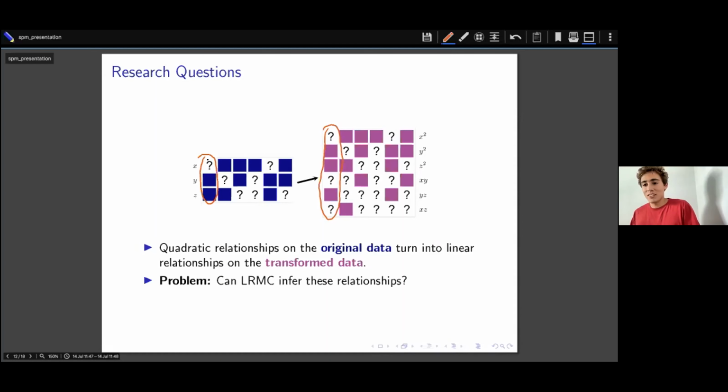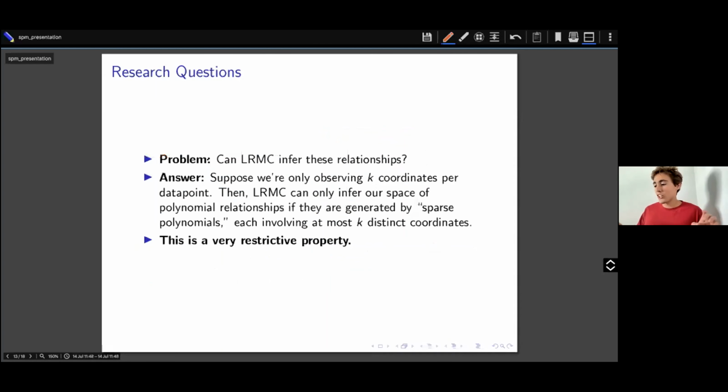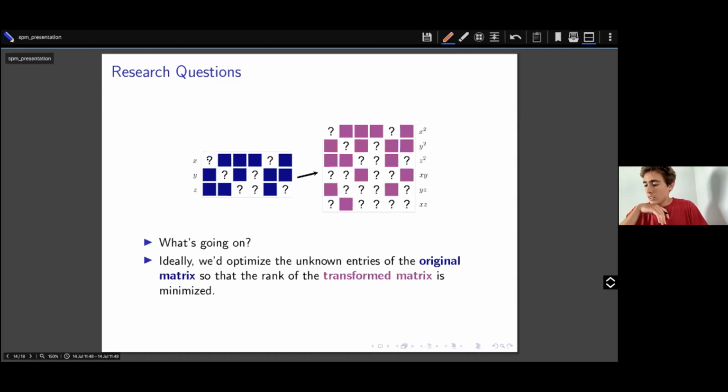So, the moment of truth: does this work? And the answer is sometimes, and sometimes it fails. There are very specific conditions we can state under which LRMC will work, and there's a wide range of conditions where the problem should be well posed, but this method is not going to give us any useful results. Okay, so what's going on? Why is LRMC not working as well as we would like it to?